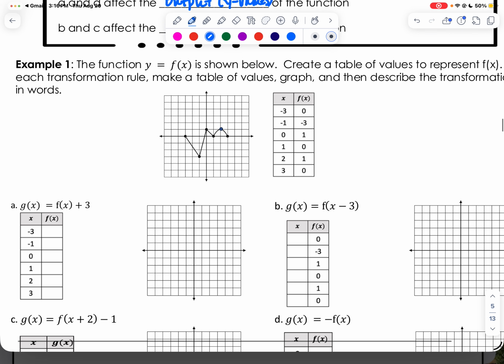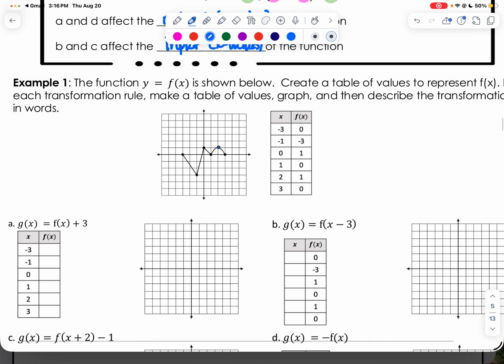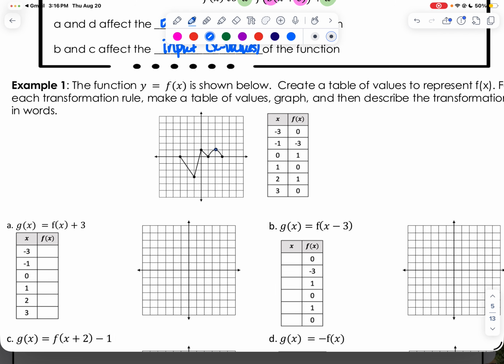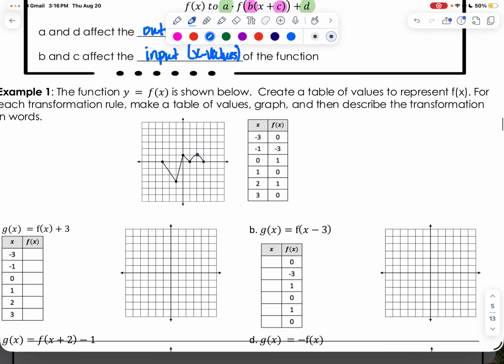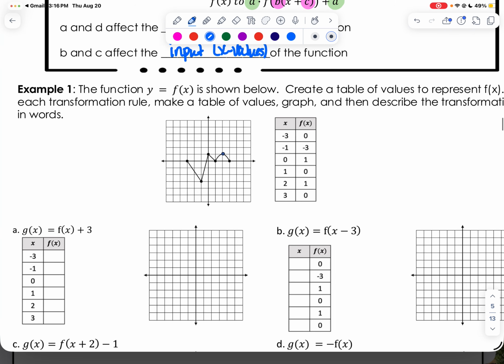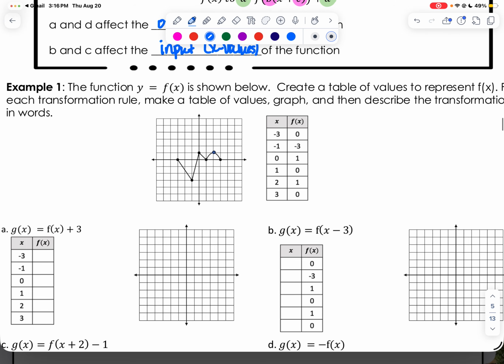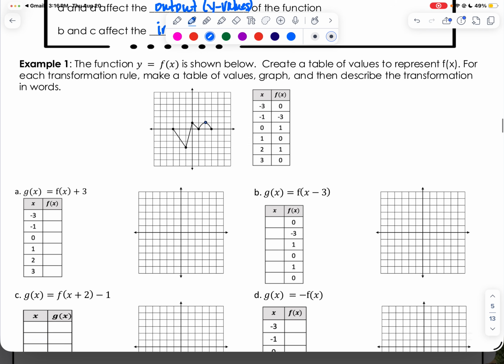Now, in example 1, we have this crazy little function drawn here. It says the function y equals f of x is shown below. Create a table of values to represent f of x. Actually, I did that for you because it took a little bit of time. For each transformation rule, make a table of values, graph, and then describe the transformation. So in problem A, our transformation rule is g of x is equal to f of x plus 3.